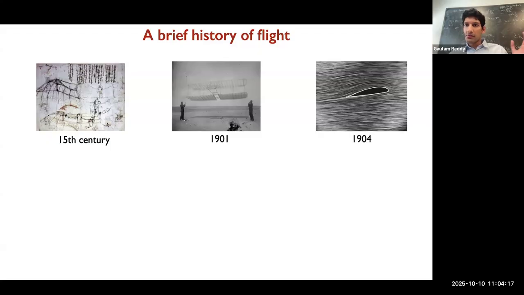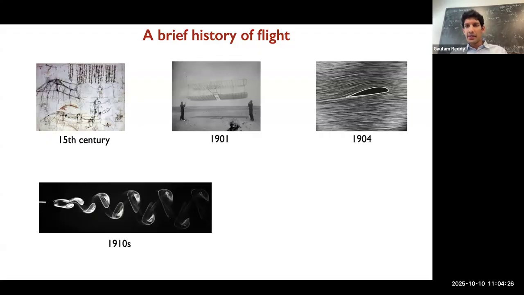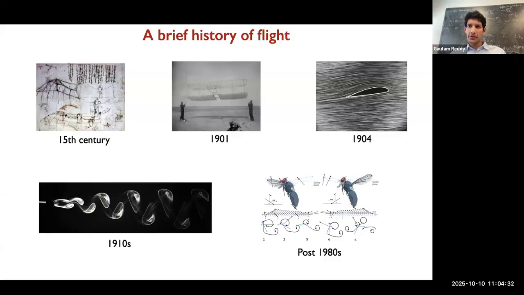there isn't a theory of aerodynamics. I mean, the theory came later. This is Prandtl's theory from 1904, a few years later, and eventually in the 1910s, we had von Karman with his vortex street. And it took us really about 100 years to figure out many of the principles of biological flight. So this is still an open problem.